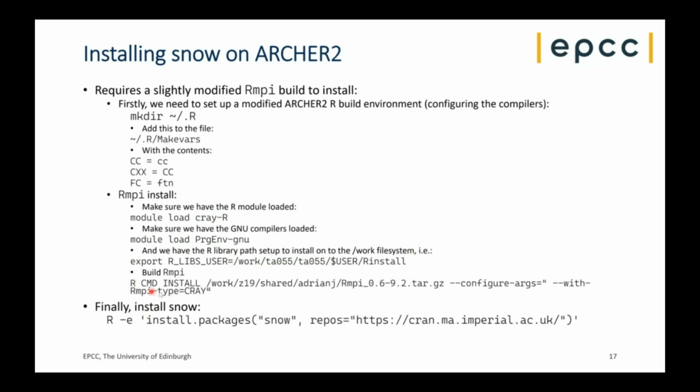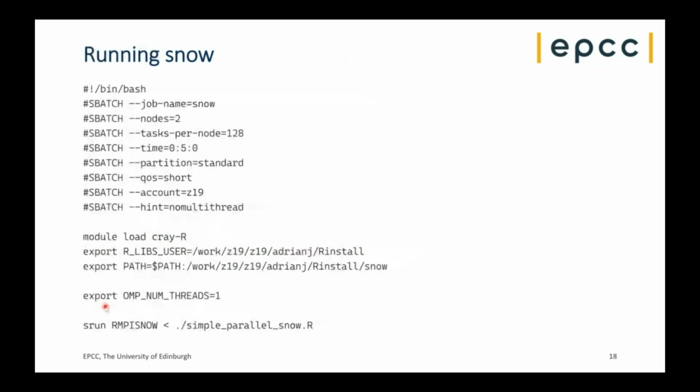And then to install Snow, we first need to install Rmpi, this package here, and you can do that using this command here, and then inside R install the Snow package, and that should work perfectly well. But let me know if you have any problems doing that. So that's all examples of how you would use this kind of thing inside your application. Then beyond that, how do you actually run it as a job on ARCHER2 on a compute node?